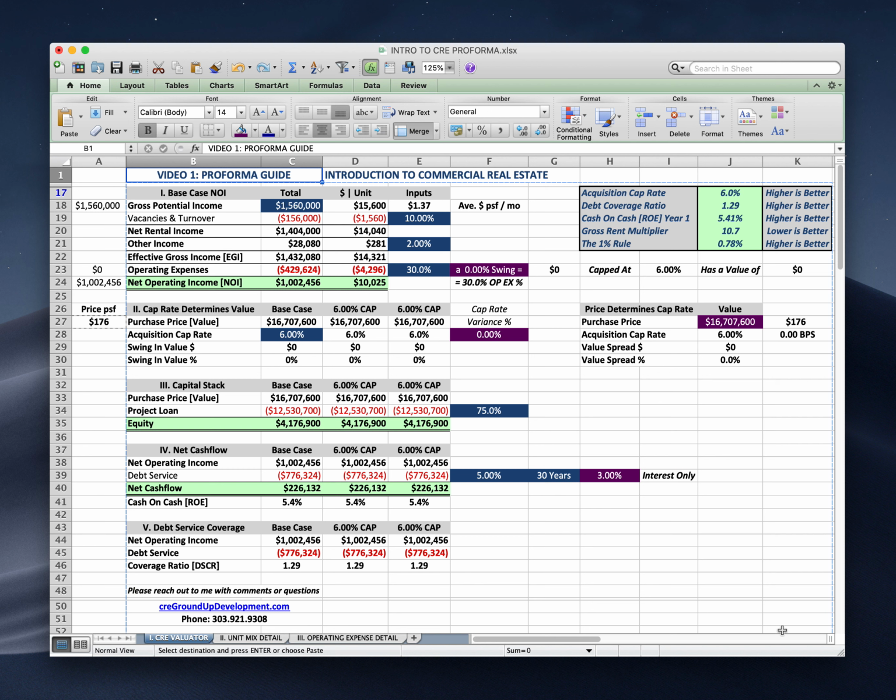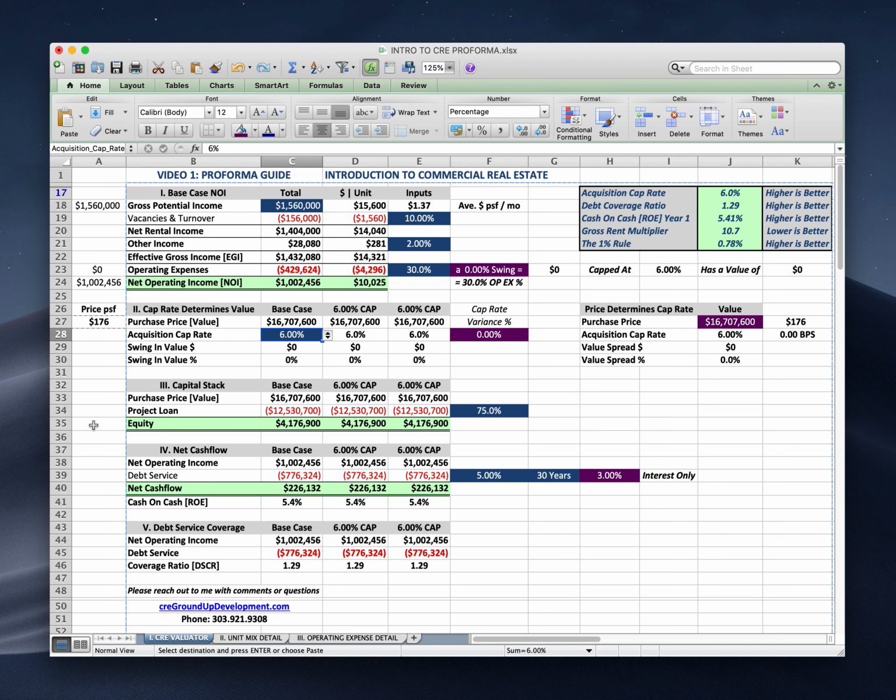In the second video, we're going to go over the two elements that are based on creating the value of a multifamily or any commercial real estate asset for that matter. The first is net operating income, and then the capitalization of that income by using a cap rate that creates the value or the price of a given project. And we'll go over that in some detail in video 2.